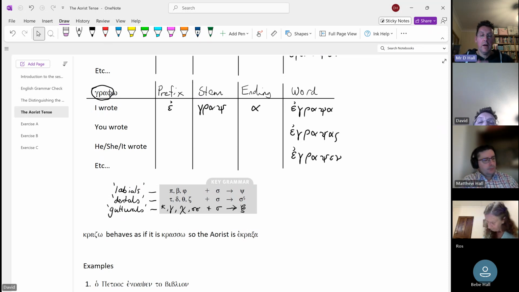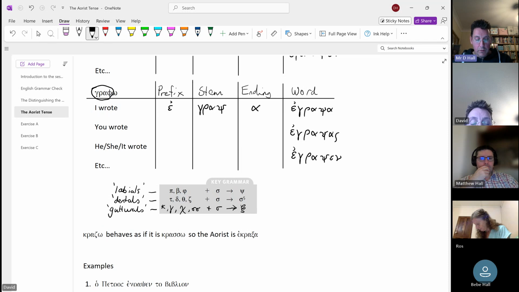The dentals are the sounds that you make with your teeth: t, and d, or the delta, and th and s. That idea of using your tongue on your teeth to make those sounds. When a verb ends with those and you combine it with a sigma to turn it into the aorist tense, then the letter just drops out. So the tau and the delta and the theta and the zeta, sorry, they just drop out. So you actually end up with just a sigma.